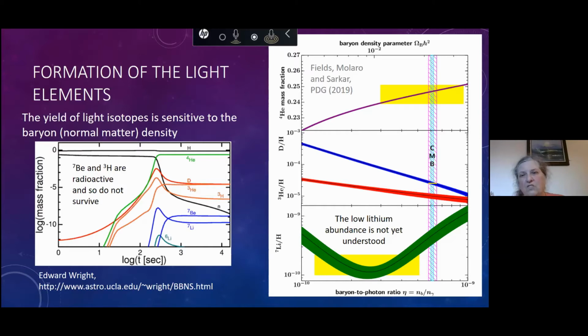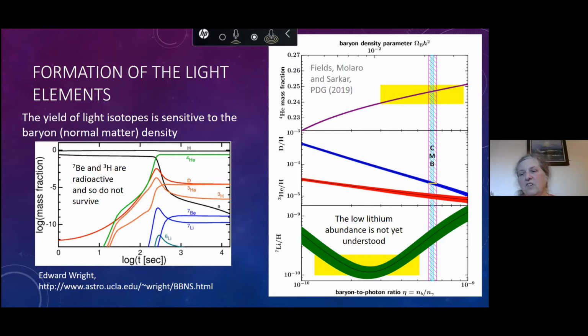It's a log scale on the other side too, so those other, heavier elements are formed only in very, very small quantities. And on the right, there is a plot which shows how the amount of each element you produce depends on the density of ordinary atomic matter in the universe. So as you assume higher densities, you make more helium-4, less deuterium, less helium-3, and more lithium-7. And so the lines represent calculations like the one on the left, and the yellow boxes represent measurements.